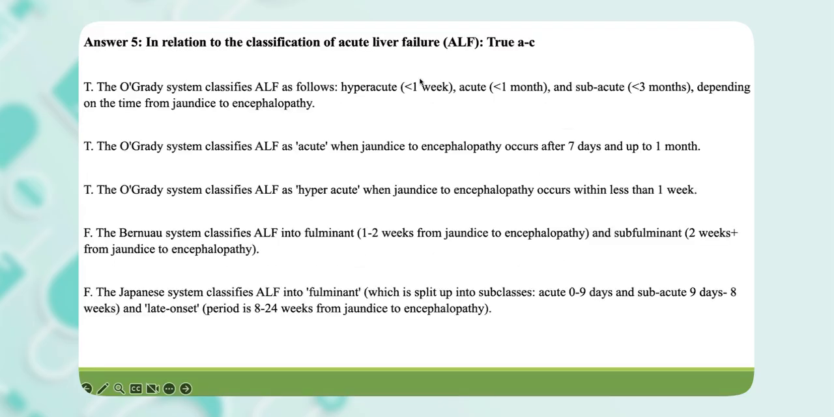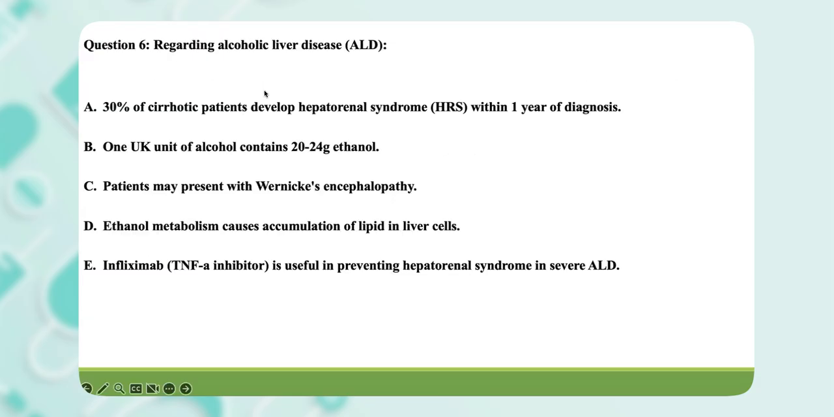So next question is in relation to classification of acute liver failure, which is true. The O'Grady system classifies acute liver failure as hyperacute, acute, and subacute, depending on the time from jaundice to encephalopathy.